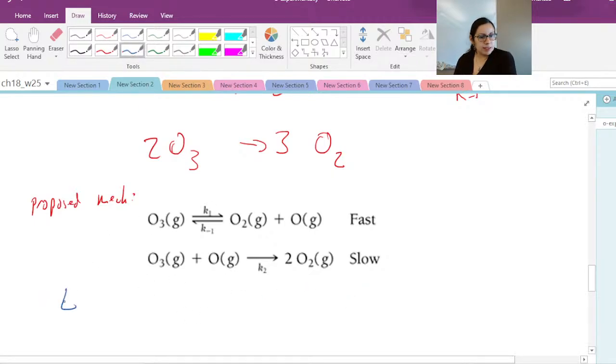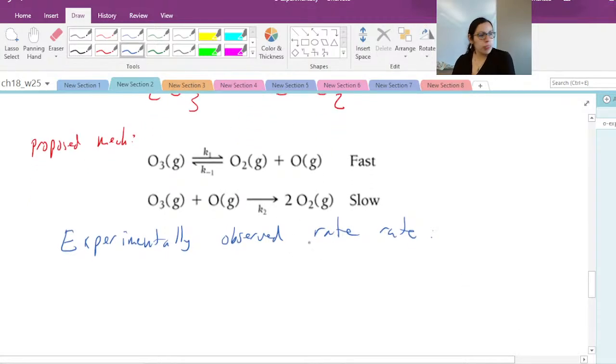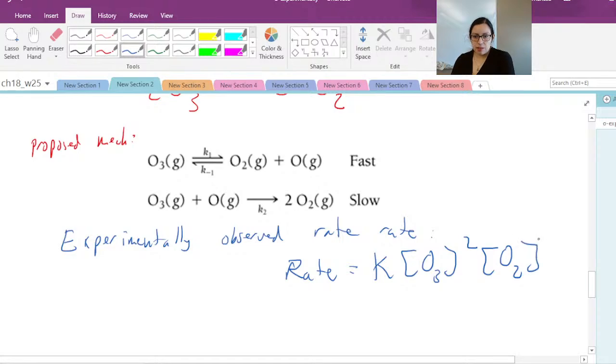And so then it says that our experimentally observed rate law is going to be equal to rate K times ozone squared over oxygen to the -1.